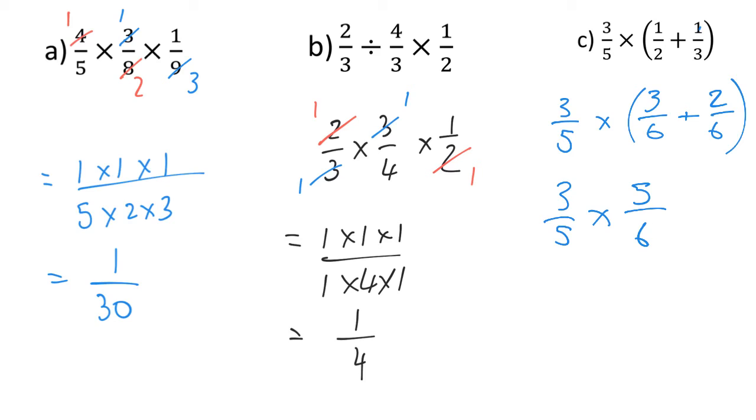So the 3 and the 2, we add the numerators together to give 5. And then we look to see where we can cancel. We cancel the 5s out to leave 1 and 1. And the 3 and the 6 are divisible by 3, leaving 1 and 2. So we multiply across the top, 1 times 1, and on the bottom, 1 times 2, which leaves 1/2.